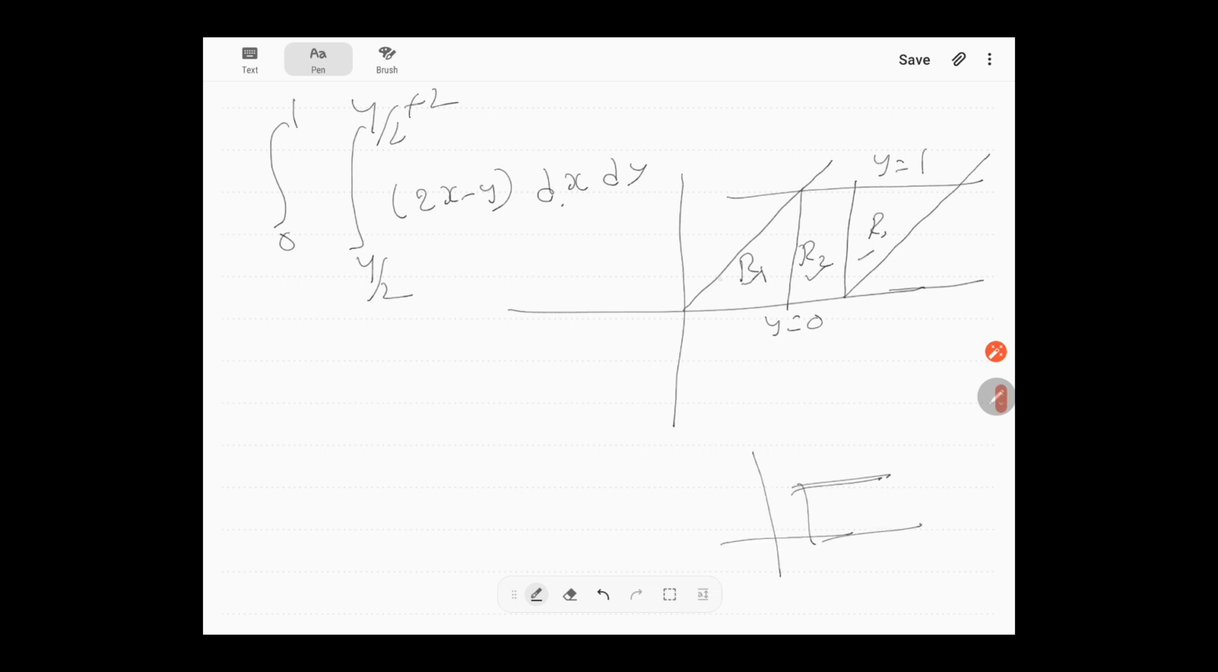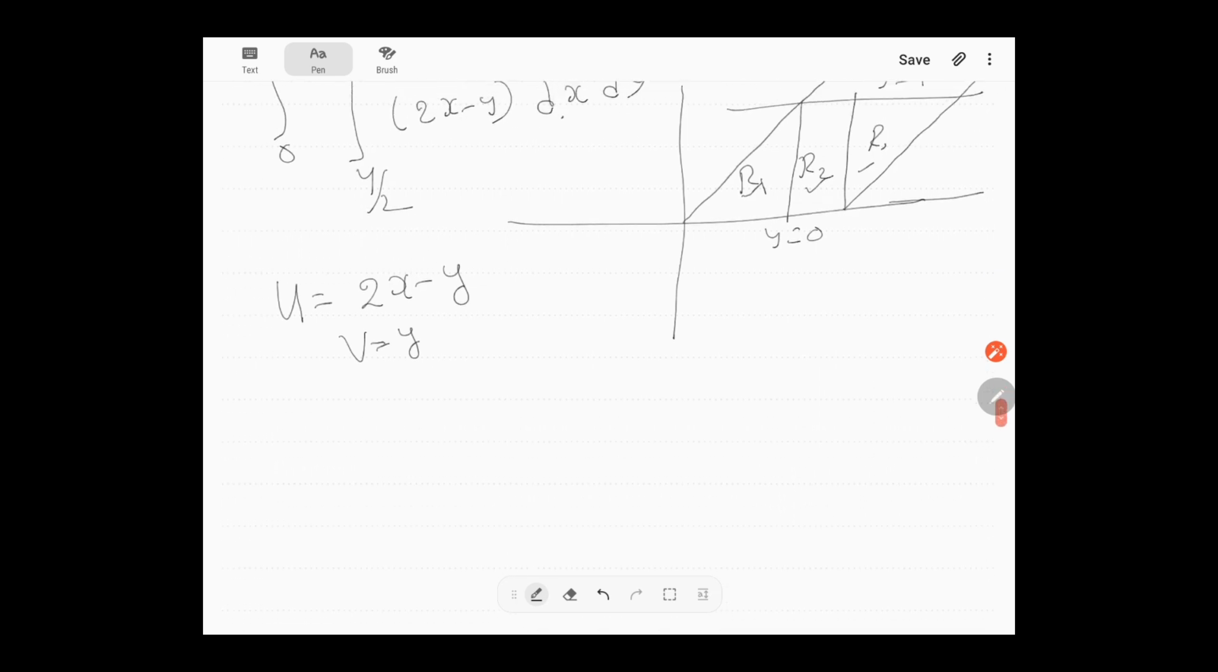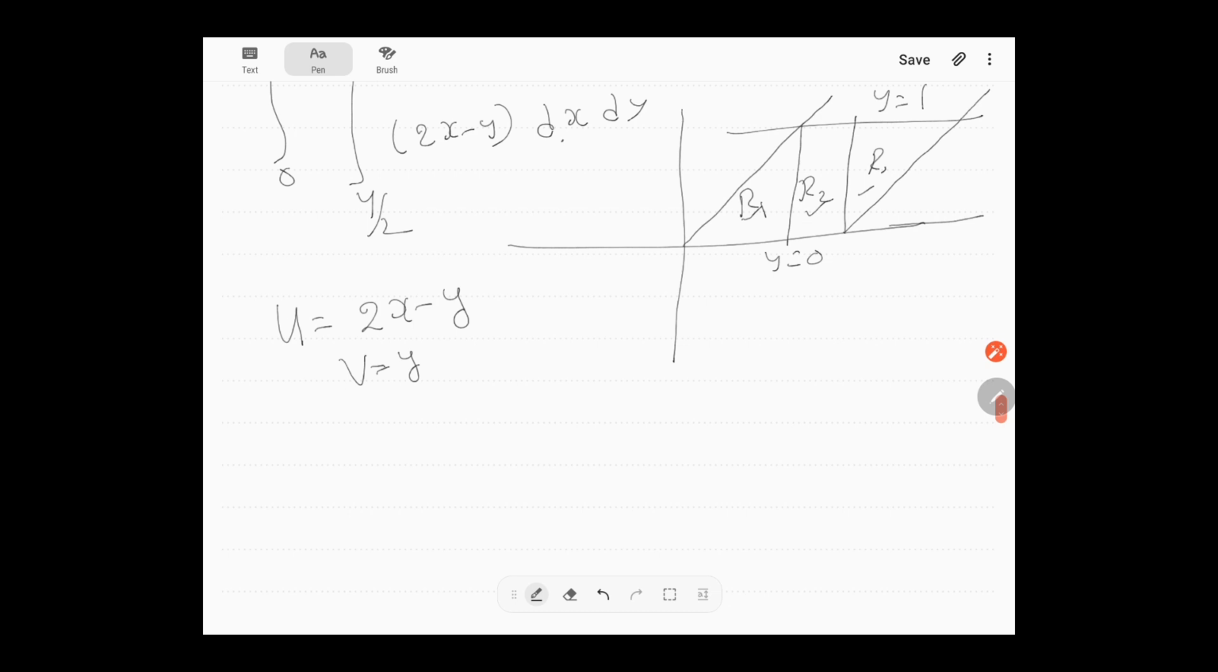That is why I am taking 2x minus y as one variable: u is equal to 2x minus y. This is one substitution I made, and another substitution is v is equal to y. If I make this substitution, what happens to the region? Because this is the transformation, for solving this problem by change of variables, I need x and y in terms of u and v. u and v in terms of x and y are known.